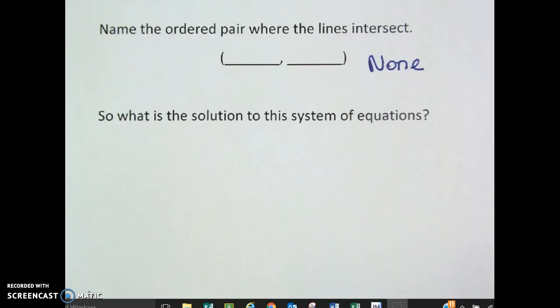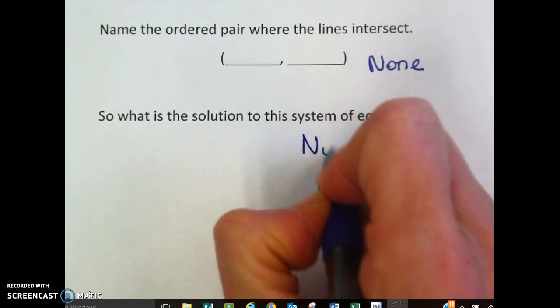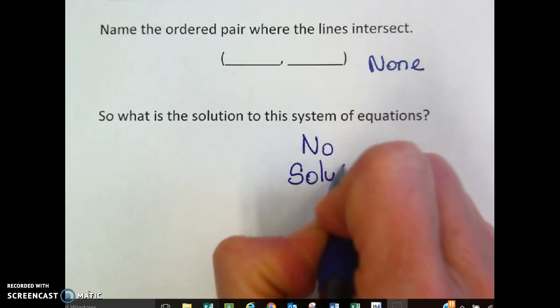So what's the solution to this system of equations? There is no solution.